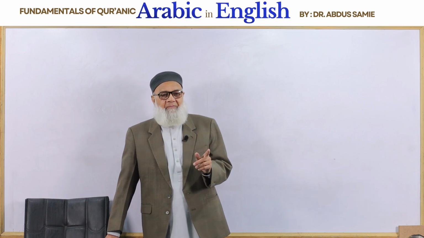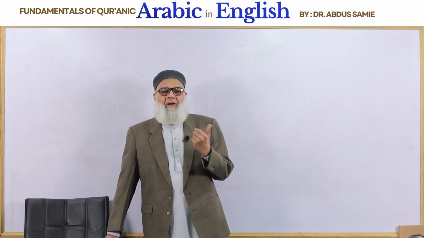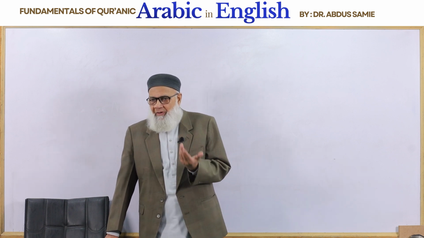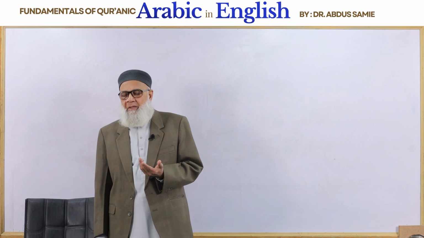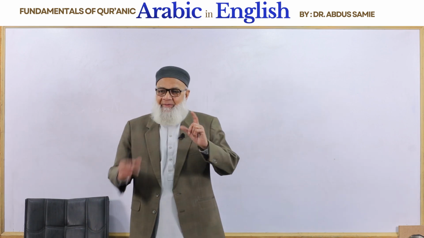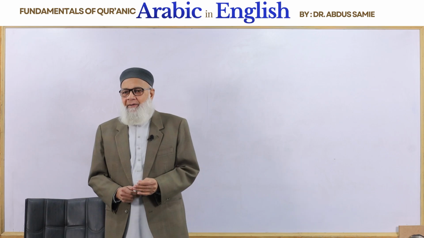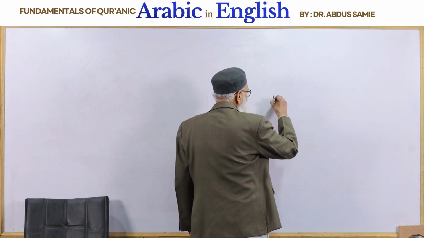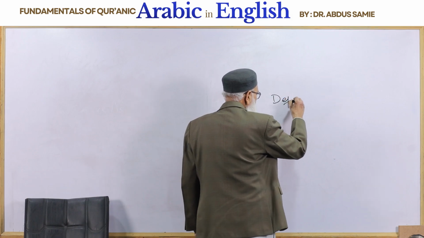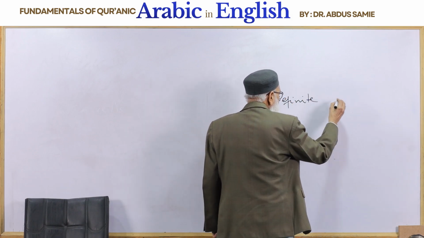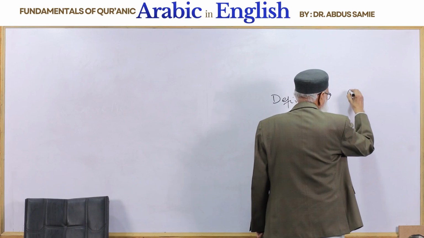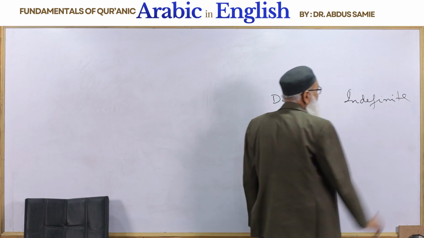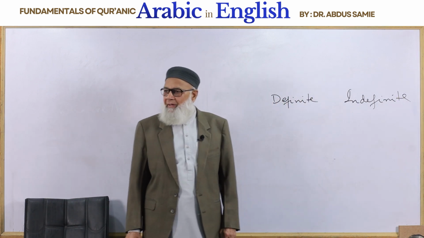The first character is the kind of noun. There are 2 kinds of noun. I'm using terminology not as the English word but as a terminology. First is the kind of the noun. It means whether the noun is definite or it is indefinite. Definite or indefinite.